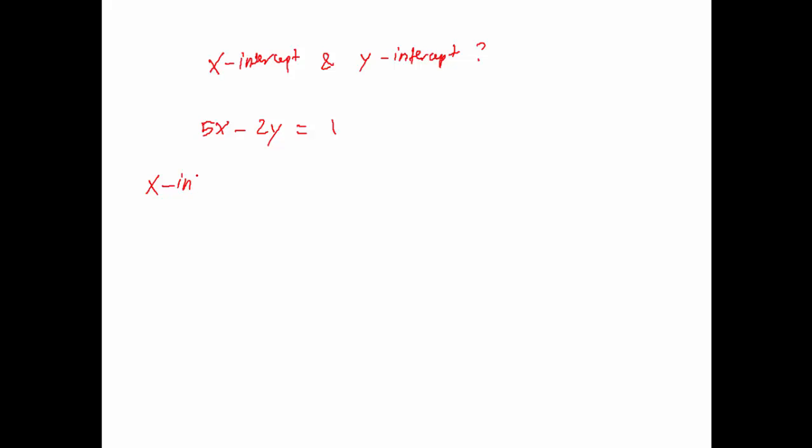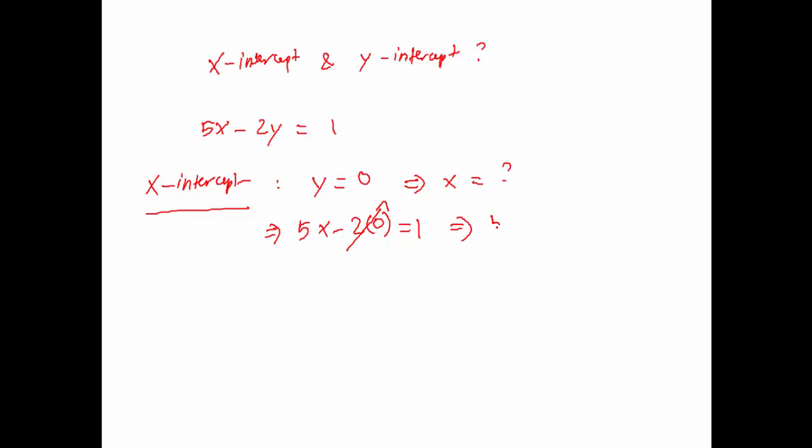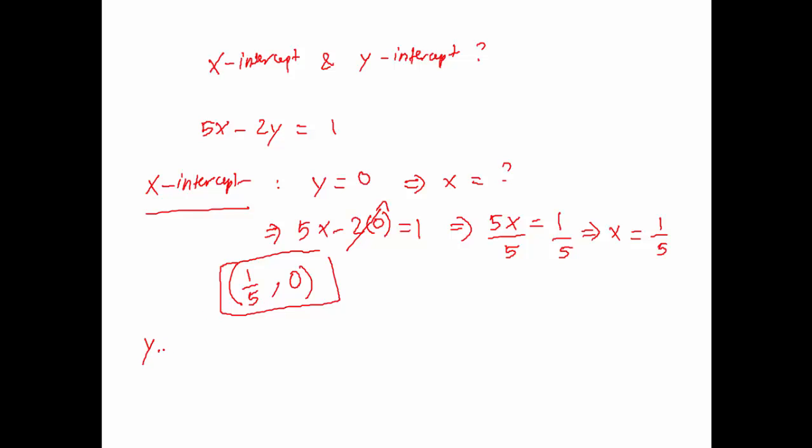So first, let's find the x-intercept. If you want to find the x-intercept, you let y equal 0, then you solve for x. So we let y equal 0 and plug into the original function here. You get 5x minus 2 times 0 equals 1. So this is gone, 5x equals 1. Then you solve for x, dividing by 5 on both sides. So x equals 1/5. So the x-intercept here is 1/5 for x and 0 for y. Okay. Then how do I find the y-intercept?